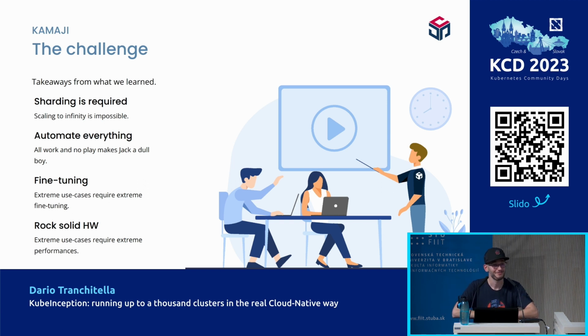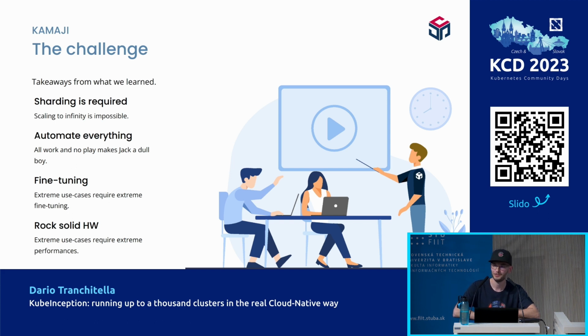Sharding is required. If you want to scale to infinity, I've got bad news for you. It's not going to work. And also, what you have to do, and it's pretty trivial, is try to automate everything, because in the end, if you're able to automate something, also the infrastructure, it means that you can make it repeatable, and that you can make it less error prone.